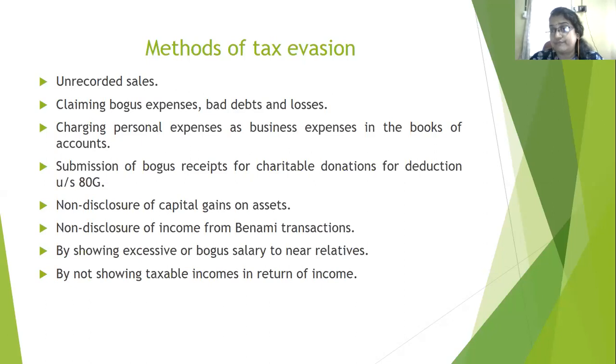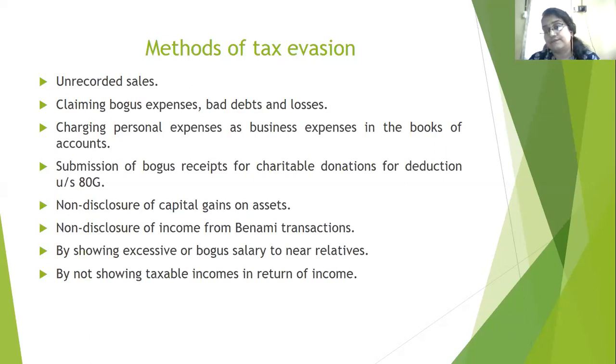You all are very familiar with the next 2-3 points because you claim bogus expenses, bad debts, losses. You find lots of provisions or reserves or other expenses in your P&L account. While computing business income, you're familiar with all these expenses, right? What do we do with these expenses? We add back all those expenses which are not related to business. That is these bogus expenses, or it can be provision for bad debts, provision for taxes, etc.